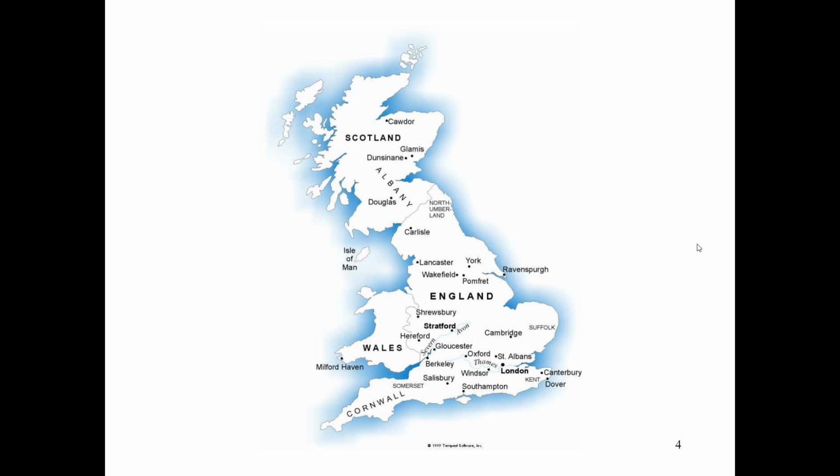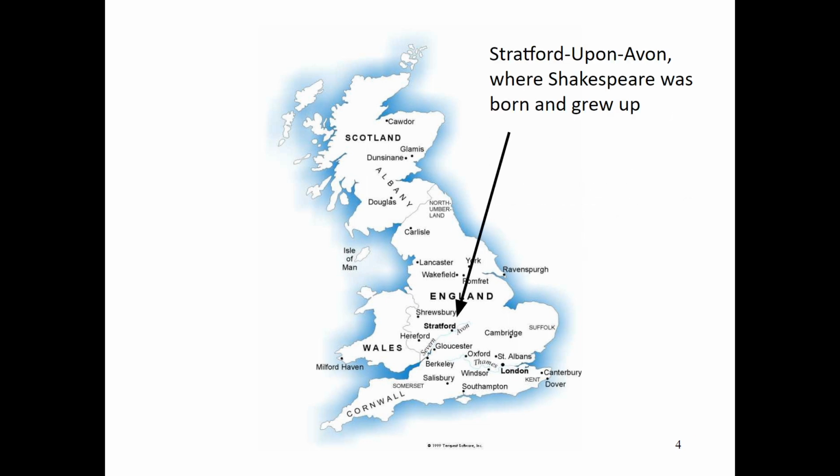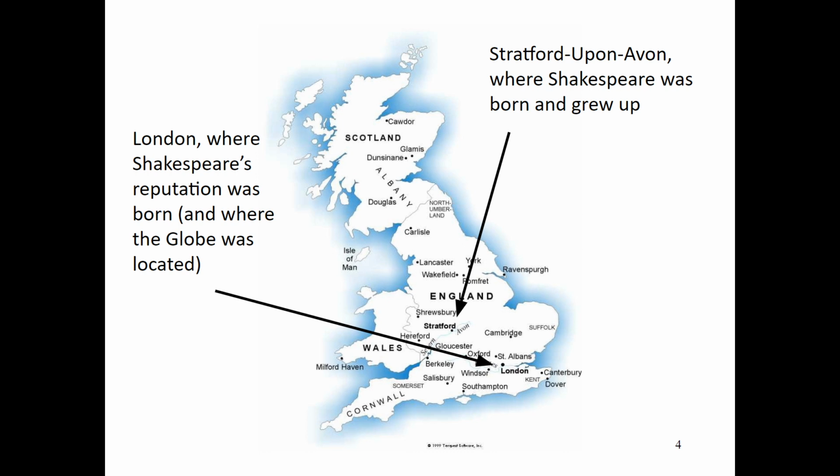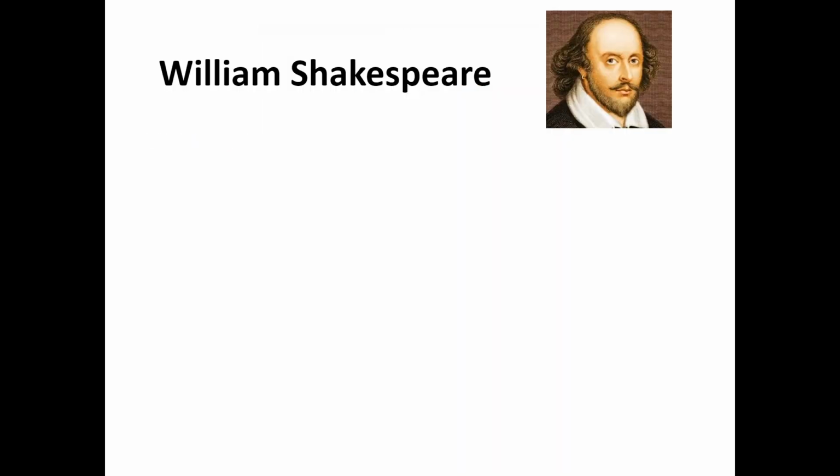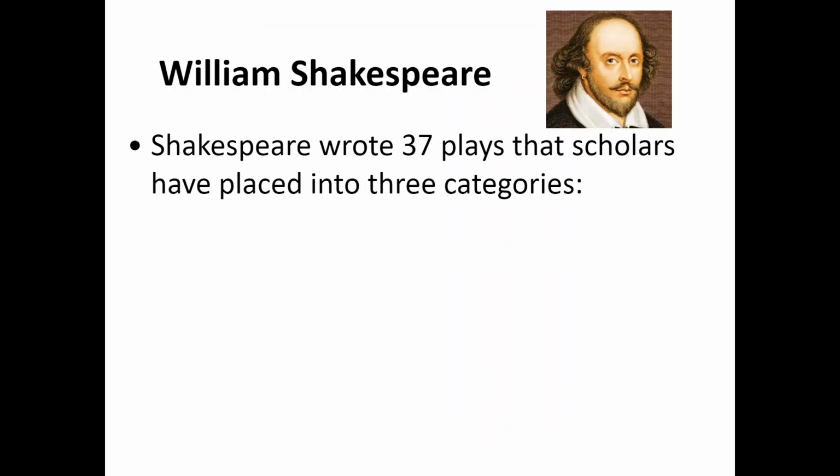So if we look at Stratford, and that's on the Avon River, that's where the upon Avon comes from. Stratford-upon-Avon is pretty close to London, and London, of course, is where the Globe Theatre was located. Shakespeare, we believe, wrote 37 plays, and those plays have been placed into three categories by scholars: comedies, tragedies, and histories.